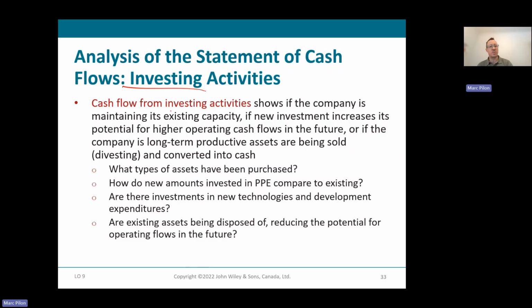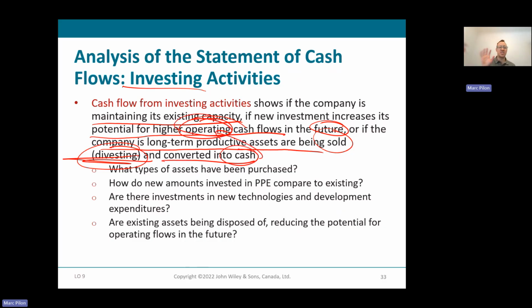Investing activities, cash flows from investing activities show if the company is maintaining its existing capacity, if new investments increase the potential of operating cash flows in the future, or if the company's long-term productive assets are being sold, divesting, I mentioned this earlier, and then converted into cash to pay losses in operating activity. This would be bad. What type of assets are being purchased? How do new amounts invested in PPE compare to existing?